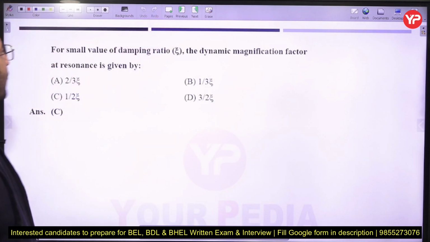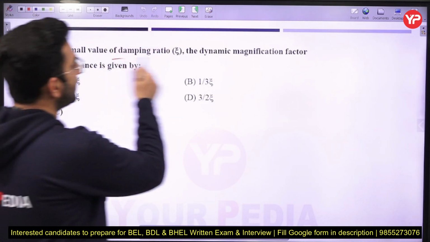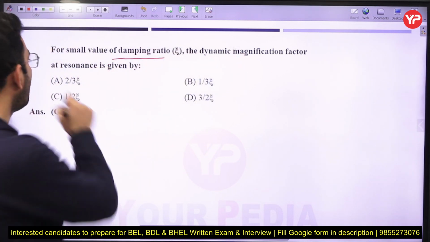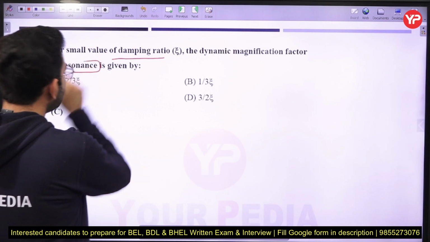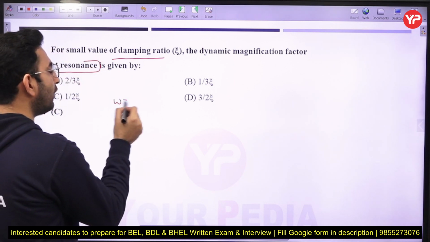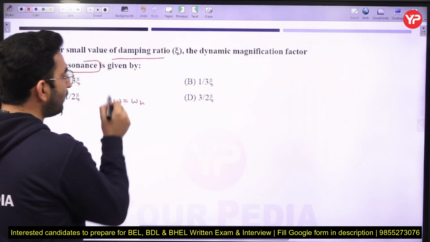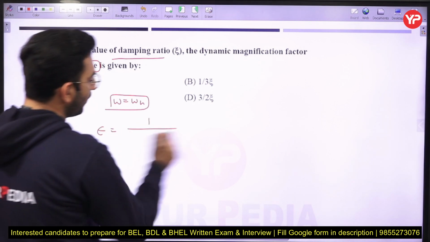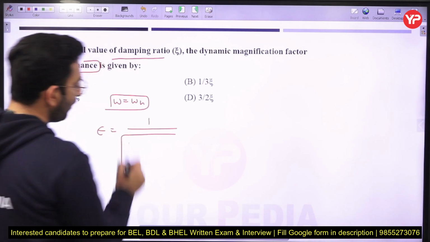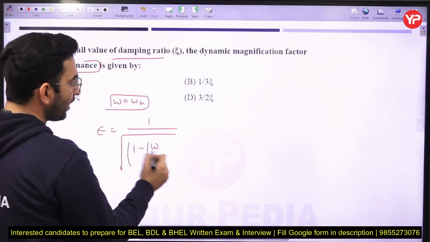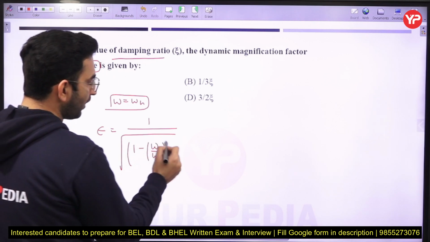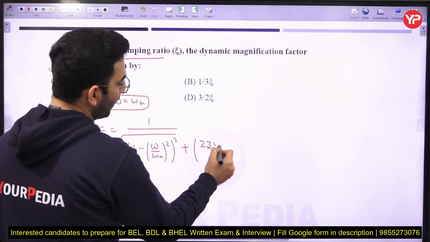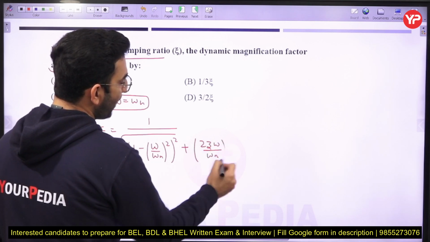Next part, for a small value of the damping ratio zeta, the dynamic magnification factor at resonance is given by. See, first of all, at the resonance, the omega is going to be equal to omega n here, and we already know the magnification factor has a formula of 1 upon square root of 1 minus (omega by omega n) square, whole square, plus (2 zeta omega by omega n) square. So that is the expression of the magnification factor.